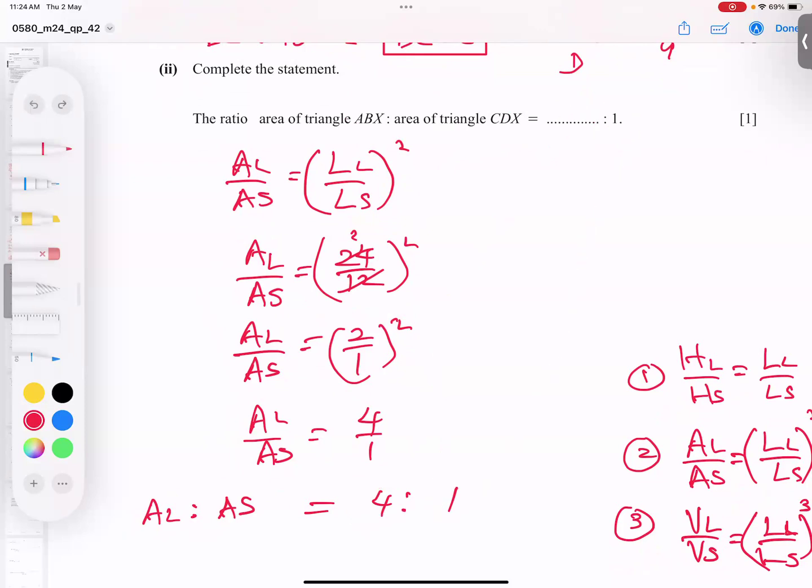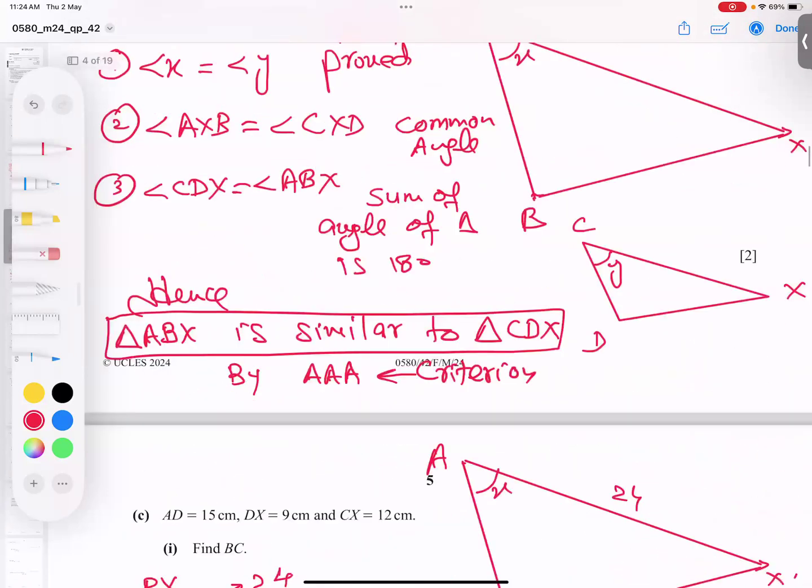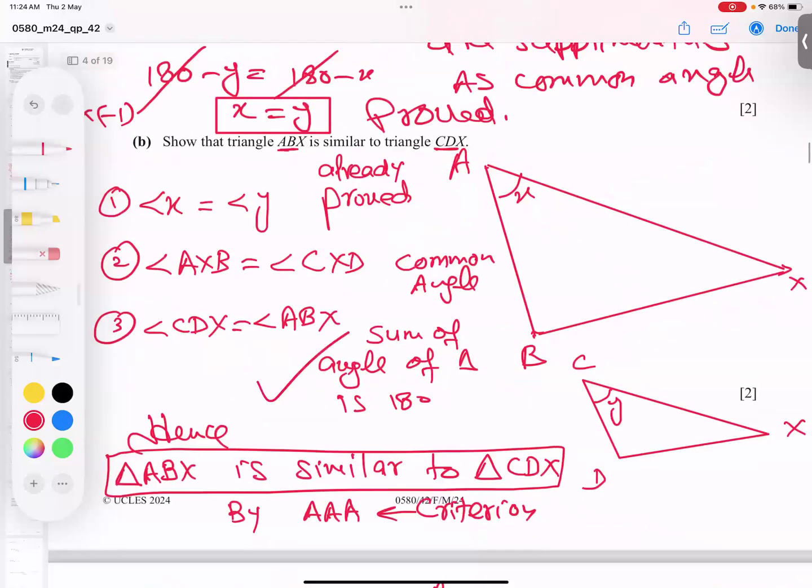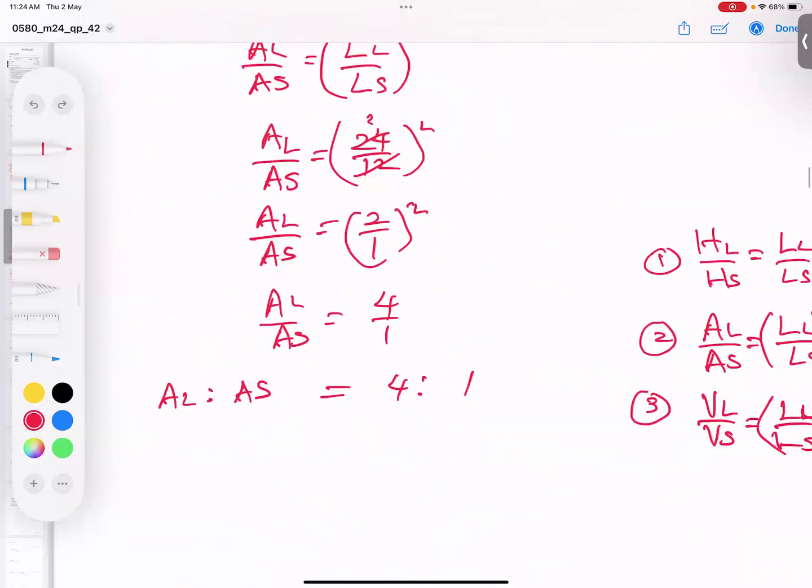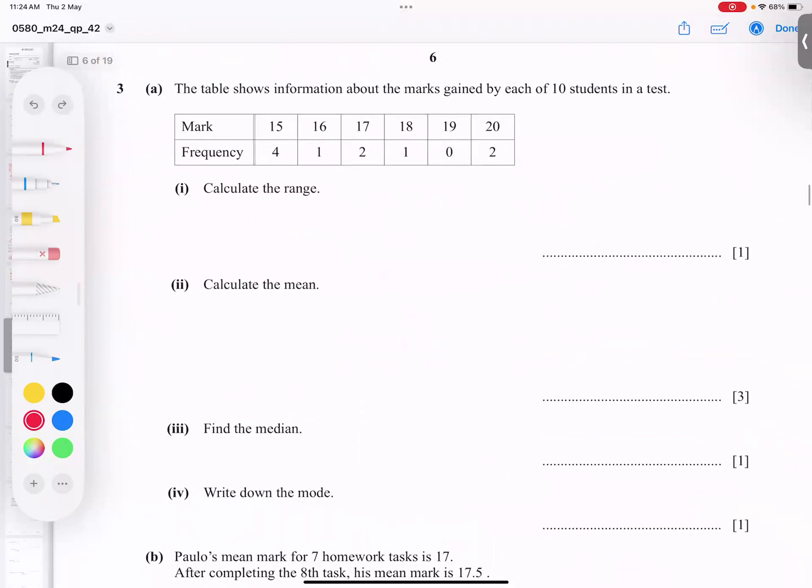And I believe you got the point very clear. So these kind of questions are very, very favorite for exams. So please work more on the similarity questions. And in previous years, they are especially using reasons to prove it. So you must know all the criteria. Okay, students, question number 3.